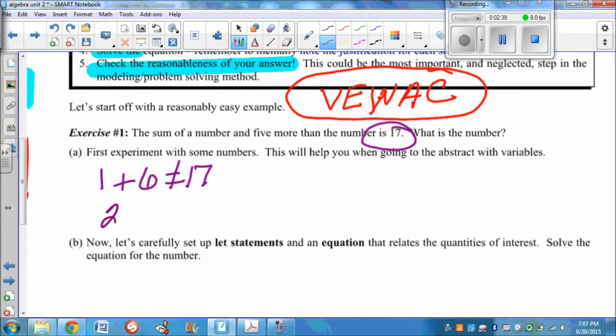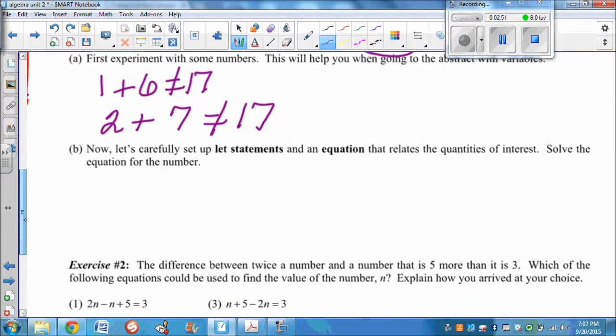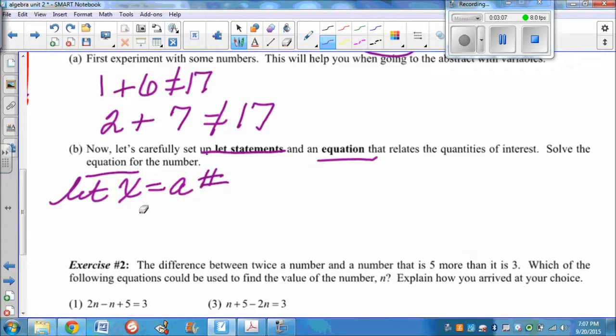So I might try 2. 5 more than 2 is 7. Does that equal 17? Nope. Okay, so you get the idea. Play around with things that are familiar to you before you get into the abstract. So let's come up with some let statements and an equation, and then we're going to solve that equation. My let statement: let x equal some number.